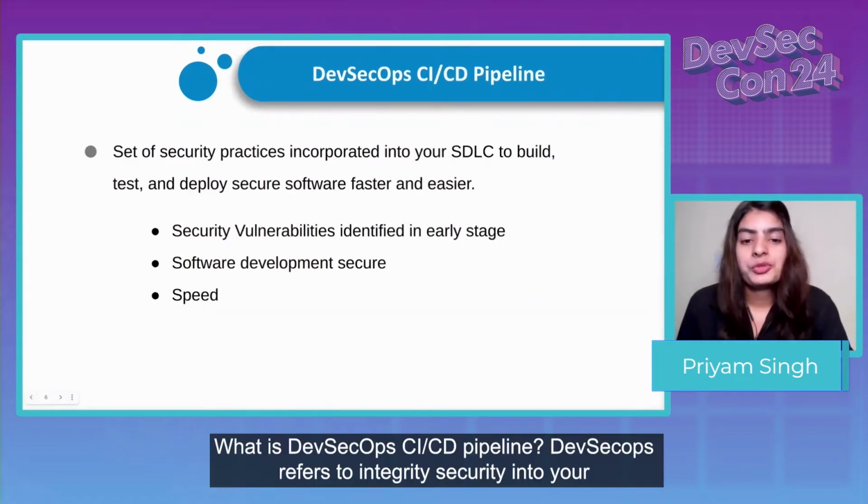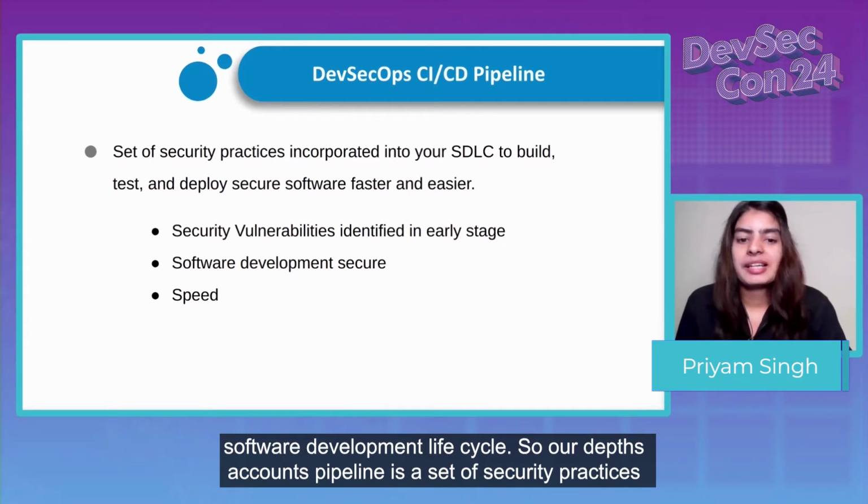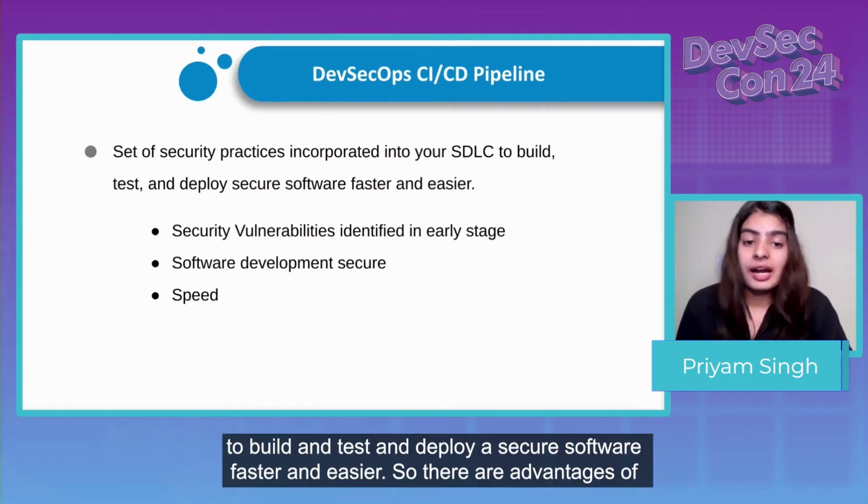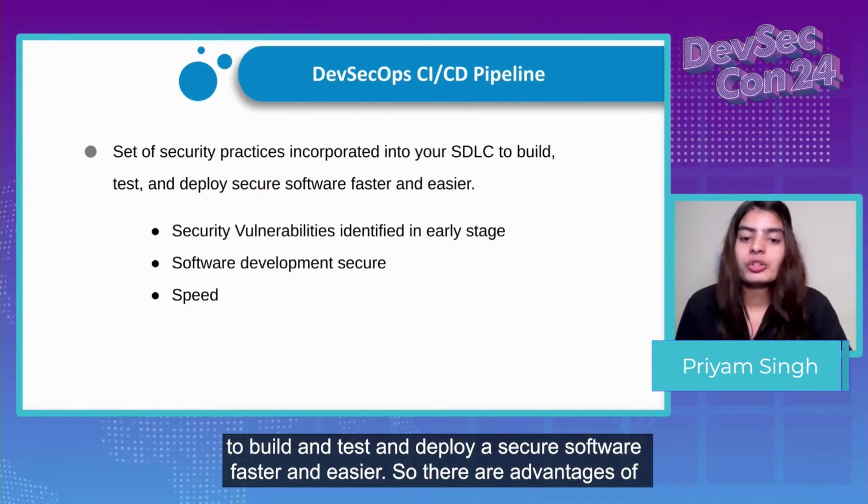What is a DevSecOps CI/CD pipeline? DevSecOps refers to integrating security into your software development lifecycle. So a DevSecOps pipeline is a set of security practices which are incorporated into your SDLC. SDLC is the software development lifecycle, to build, test, and deploy secure software faster and easier.